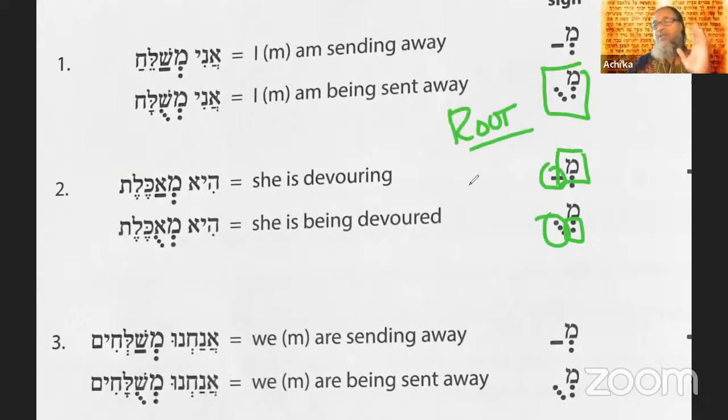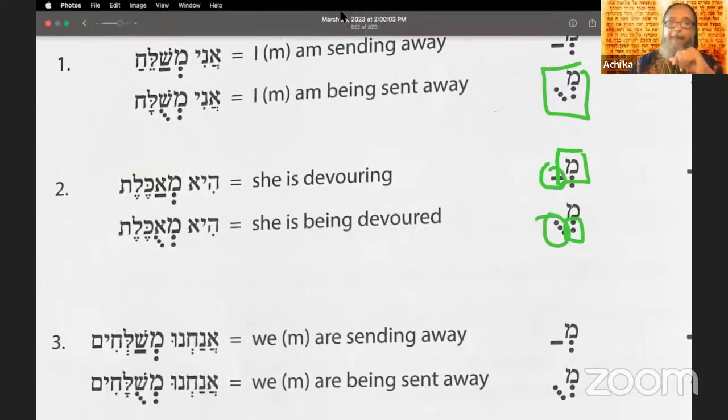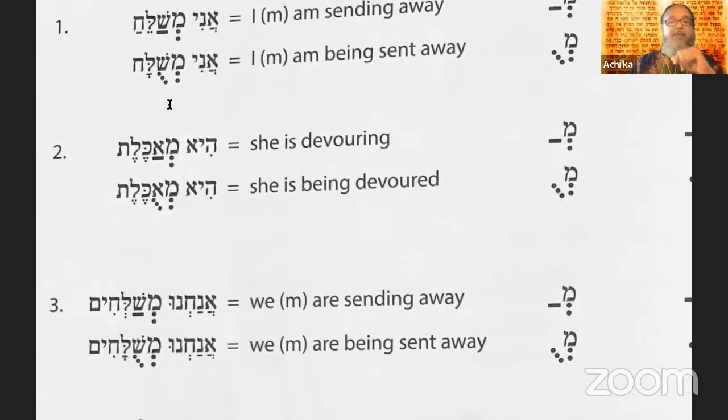If you understand the vocabulary, you know what the root is. As soon as you see this, you'll be like, I know what that is. And then you're not only going to know what it looks like, but you're also going to know what it sounds like. Praise Yah. That's not hard, is it? It's just a little practice. Okay.